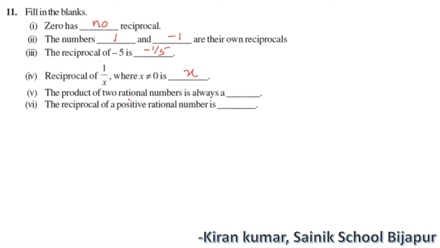The product of two rational numbers is always a rational number, because we have learned the same thing in the closure property. The reciprocal of a positive rational number is always positive. This is the last question of the exercise. Now we shall take up exercise 1.2.